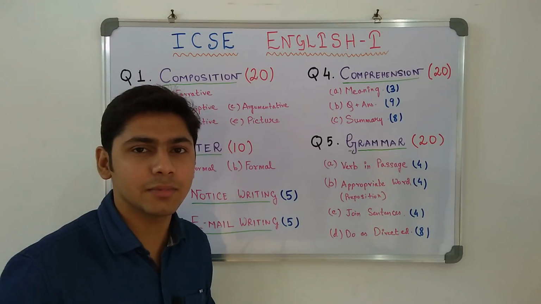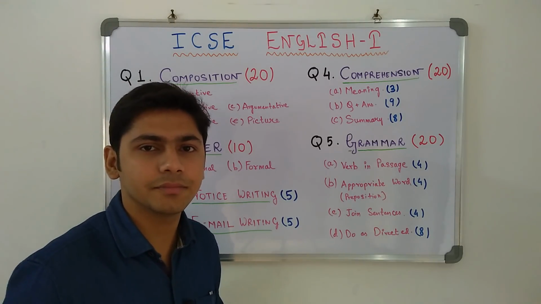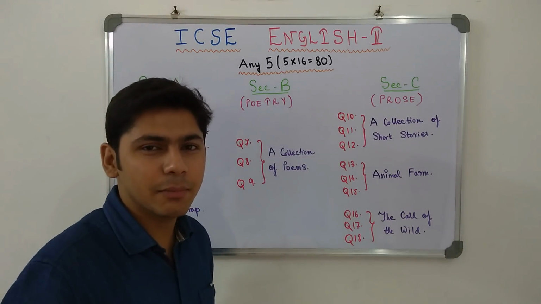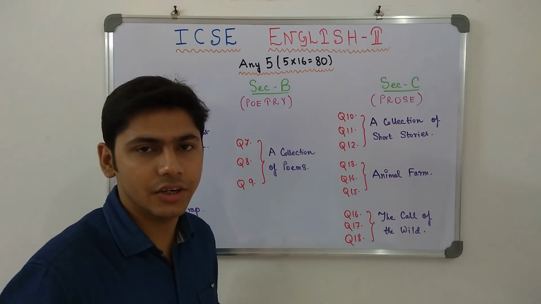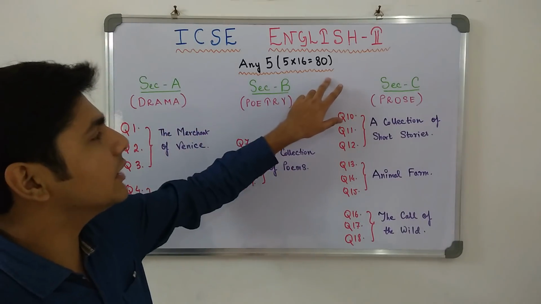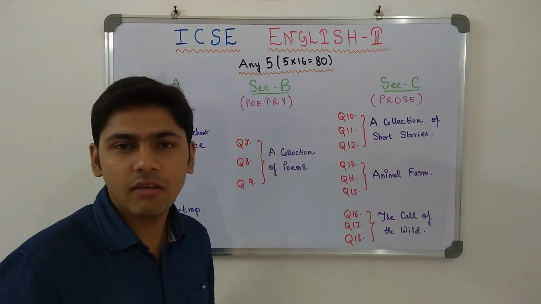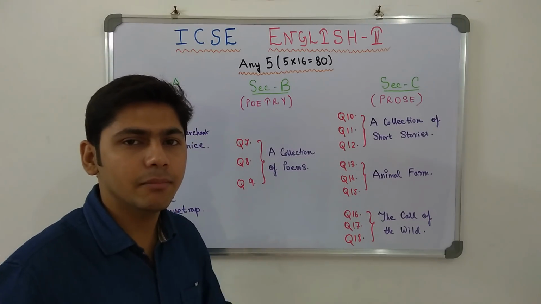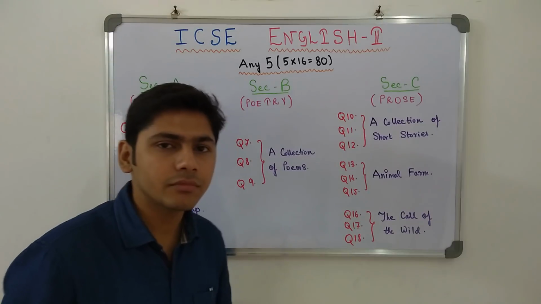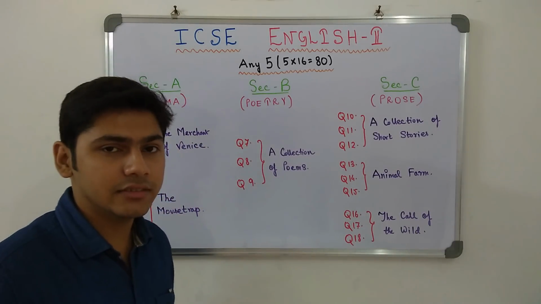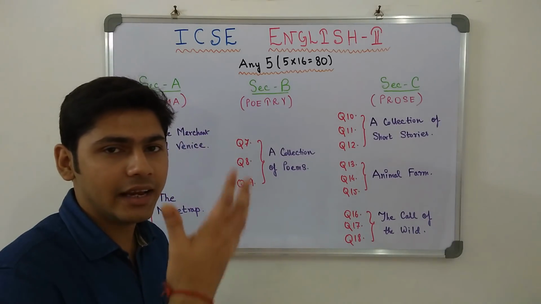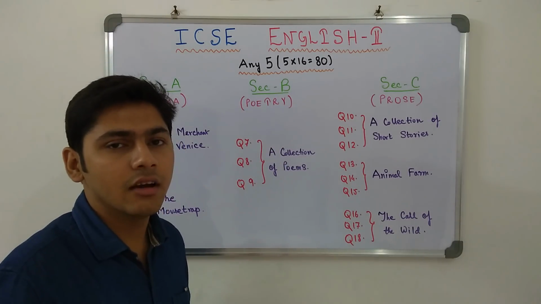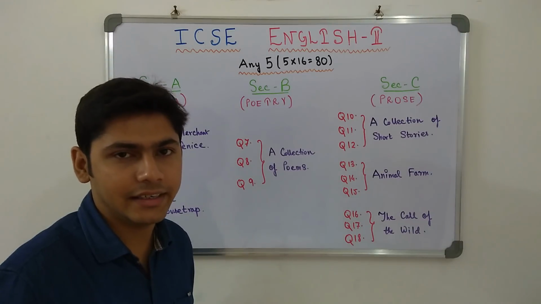I'll move on to the next paper, that is English literature. Moving on to English paper 2, that is English literature. Now this is also an 80 marks question paper. You will have 2 hours to solve the whole thing, and you will get an additional 15 minutes reading time before you start writing your paper. Okay, the marks distribution is very simple over here. You will have to attempt any 5 questions of 16 marks each to score 80 marks. 5 into 16, that's 80.